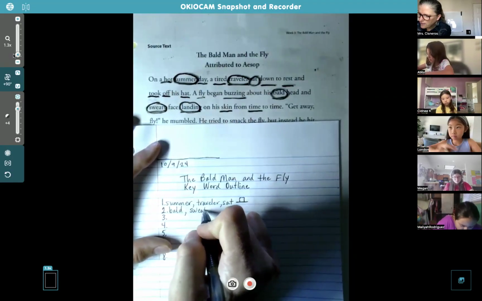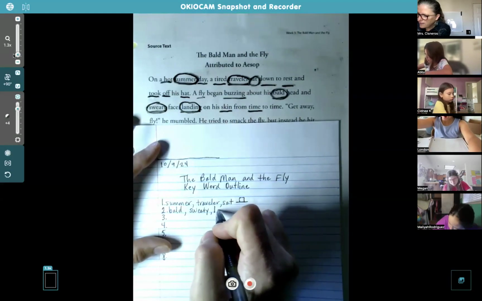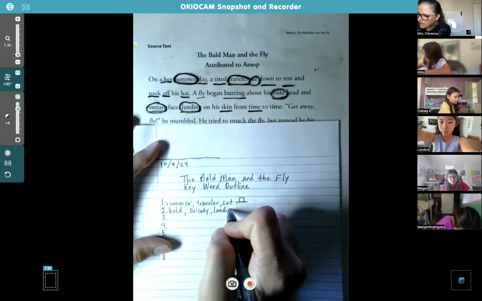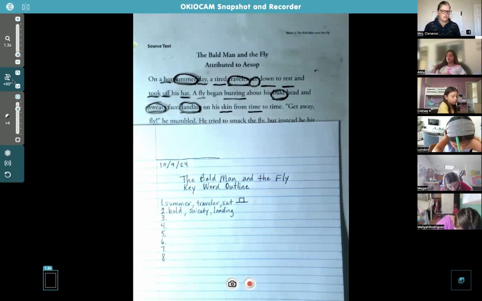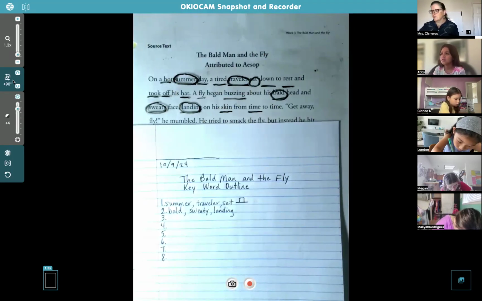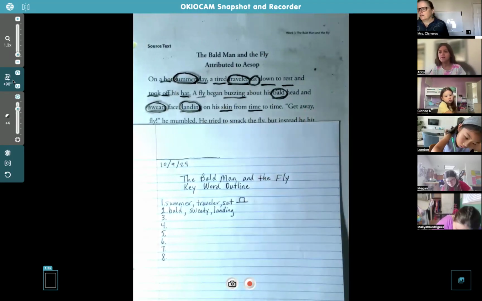So let's put bald, sweaty, and landing. And we know we're talking about a fly here. So when you go to write these sentences, you can remember that part that we're talking about a fly. It's in the title. Good job, Abby.